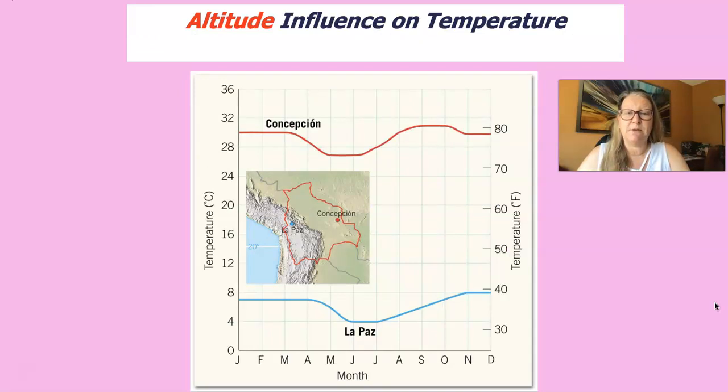Other things that influence temperature include altitude, and this one is pretty logical. If you go up to Mount Wilson from Pasadena, it's colder. Here we have two cities, La Paz and Concepcion, that are at about the same latitude, but La Paz is up in the mountains. It has a high altitude, and Concepcion is down in the plains. So throughout the year, Concepcion's temperatures are quite a bit higher than those in La Paz. Notice that these are southern hemisphere cities, which you can tell because the coldest temperatures are in June and July.